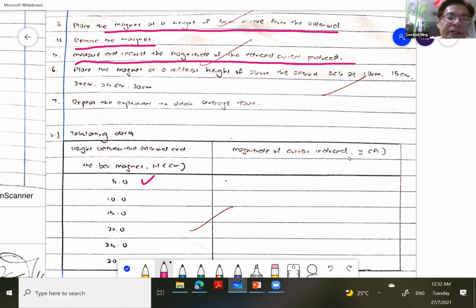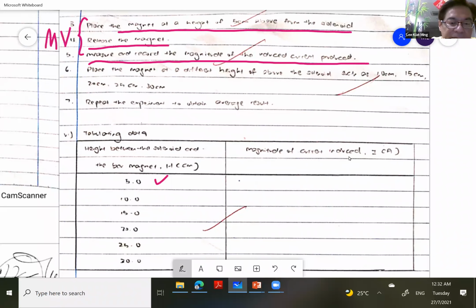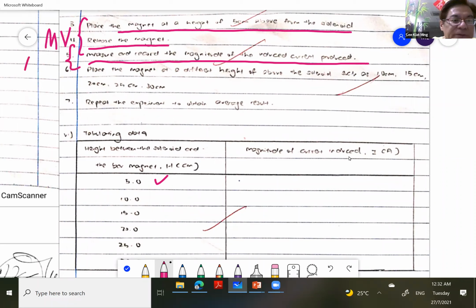That is your responding variable. So understood, this and this will be your manipulated variable. You talk about the height of the magnet from the solenoid. And understood, this and this, you are going to talk about the what? The responding variable: measure the current induced. Clear? And then the next sentence, understood.